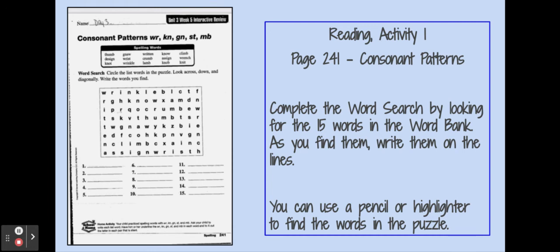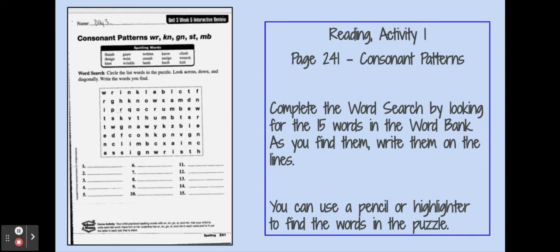Reading activity number 1 is a word search. It is a spelling review of consonant patterns with silent letters. This is actually the spelling list that we did last week when we were in person. So these words should look pretty familiar to them. These are the words that they didn't get to take a spelling test on. The word bank is on top.